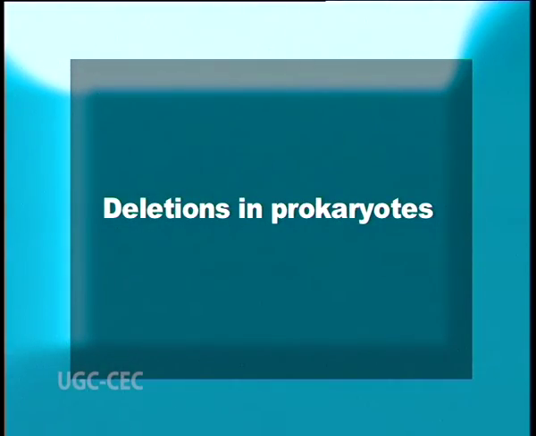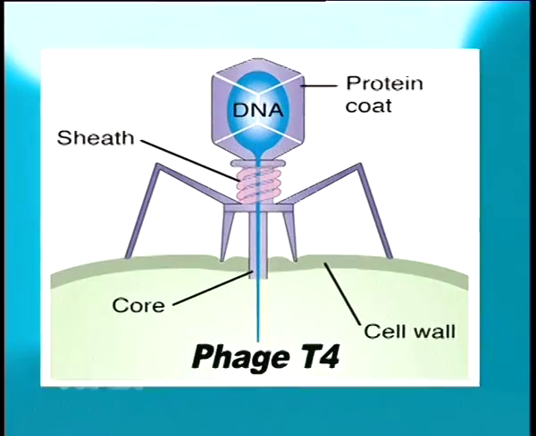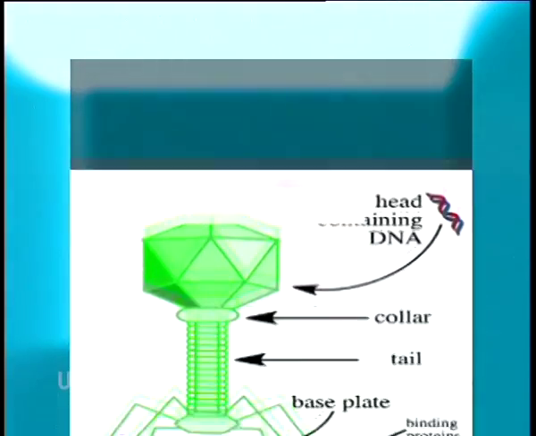Deletions in prokaryotes. Deletions are found in prokaryotes as well. For example, E. coli, phage T4, phage lambda, etc.